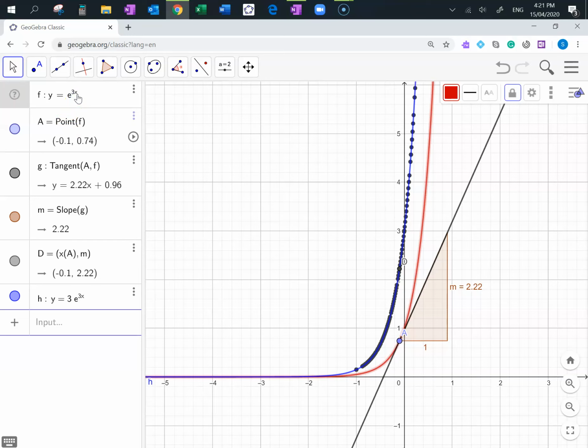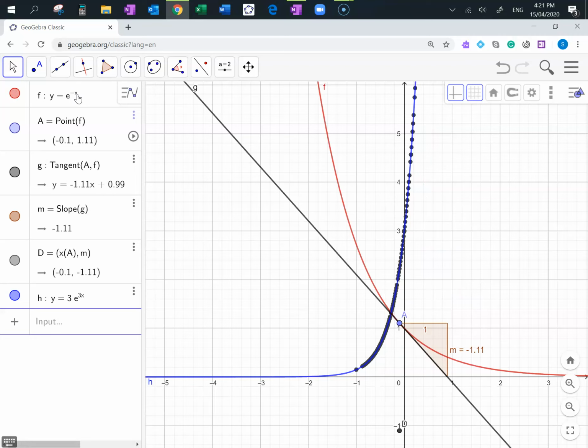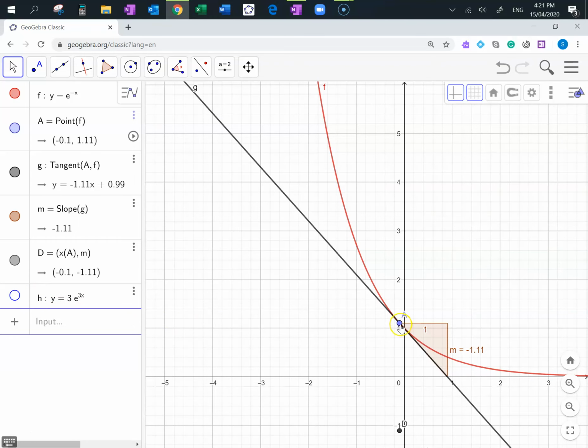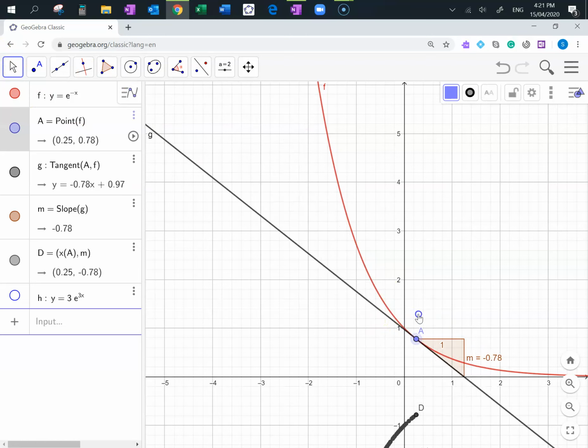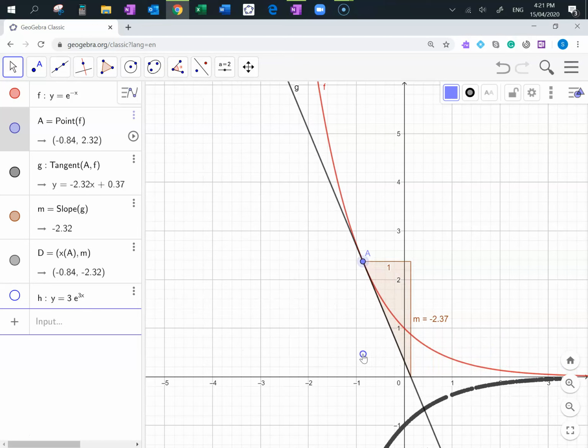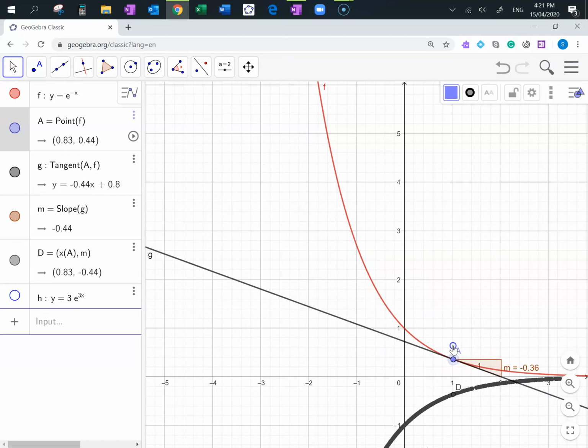Let's go and change this, e to the minus x. I'm going to get rid of that graph over there. We don't need that anymore. And now when I go and run my points through the curve over here, I'm getting something else happening. I'm getting something different happening down here.